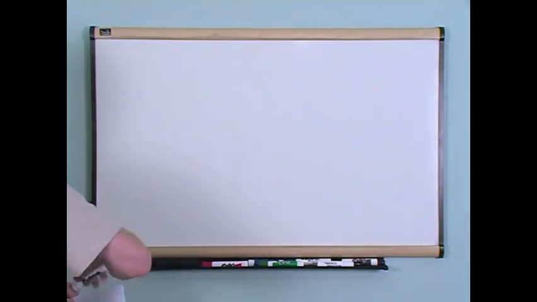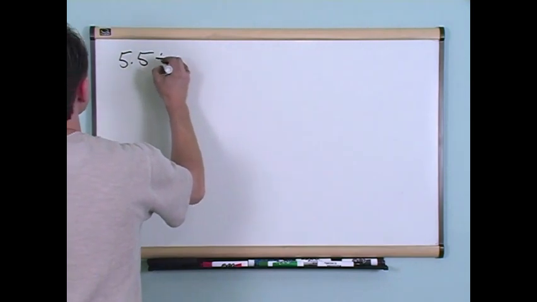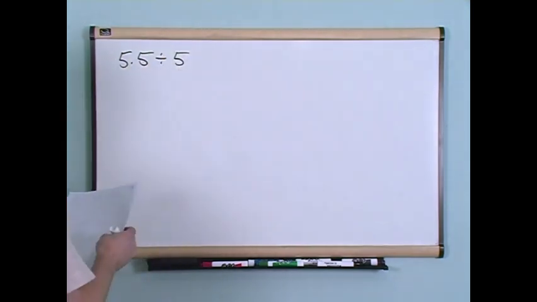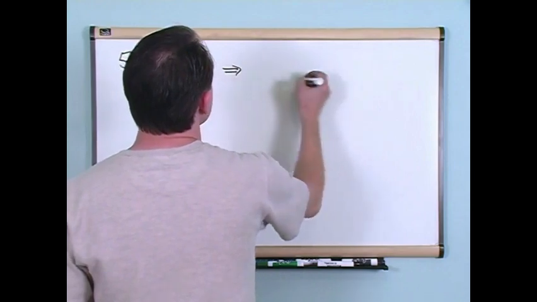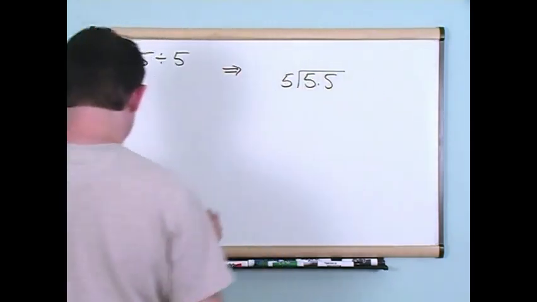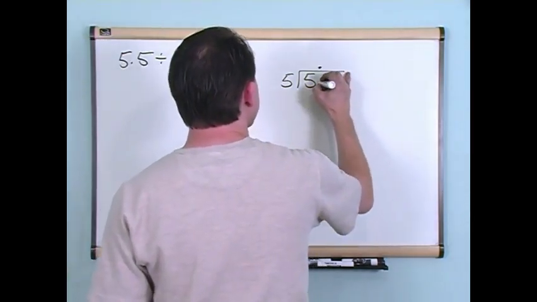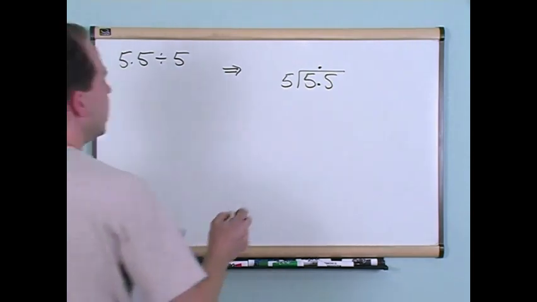Okay. What if you have 5.5 divided by 5? What you would do is you would write 5.5 and you would put a 5 out here. Then you would take your decimal point and you would write it up above there, because that never moves. And then you would try to divide.